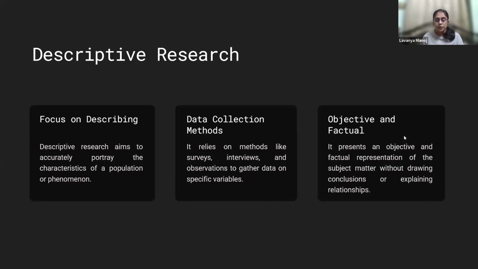And then there is descriptive research. That is, describing something. It aims to accurately portray the characteristics of a population or a phenomenon, the general characteristics, and how the data is collected. It relies on methods like surveys, interviews, and observations to gather data on specific variables. So completely qualitative research analysis is done here, because it is not relying on past or historical data. So we are going with qualitative research here.